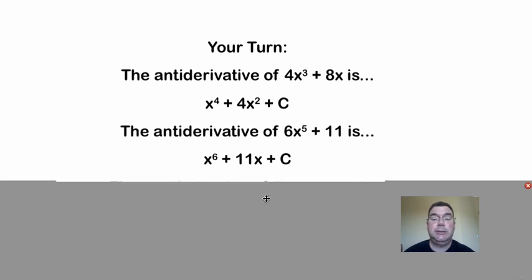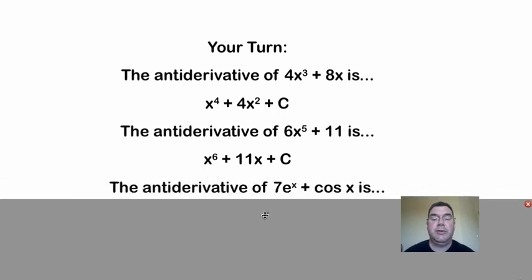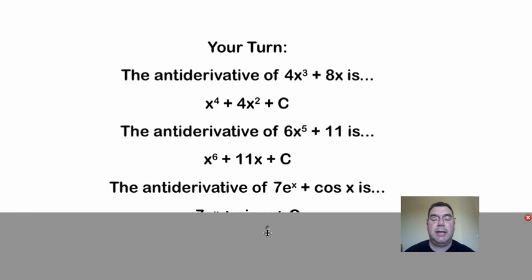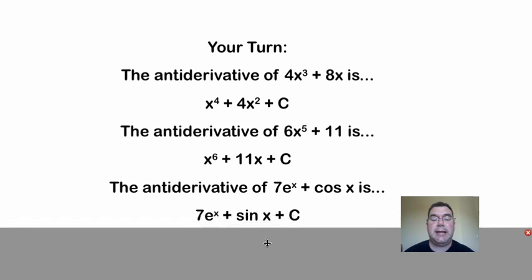And one last one, the antiderivative of 7e to the x plus cosine x is, and your answer should be 7e to the x plus sine x plus C. So you're always going to have that plus C at the end of your antiderivative just to account for any constant that may or may not be there.